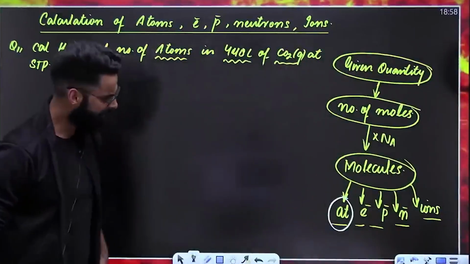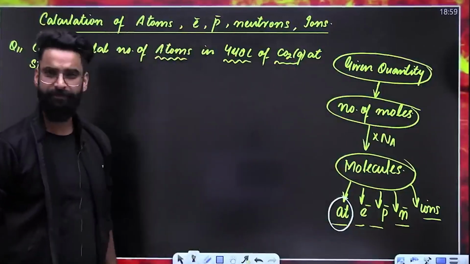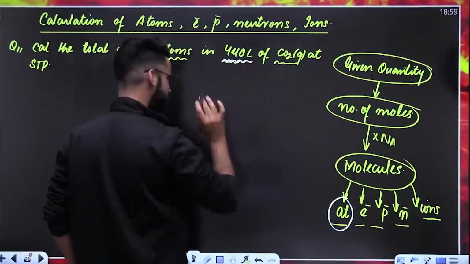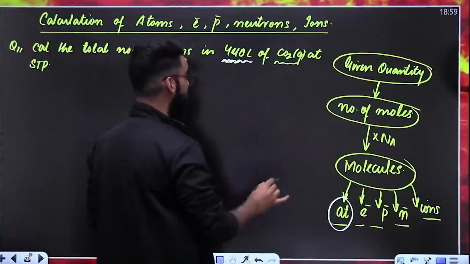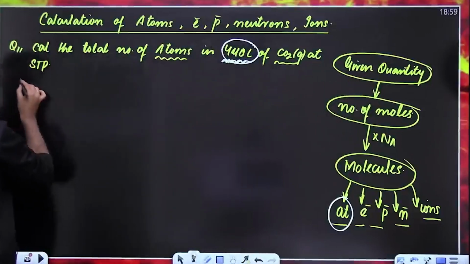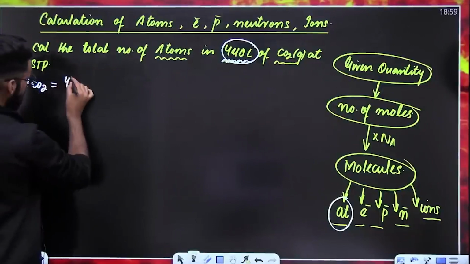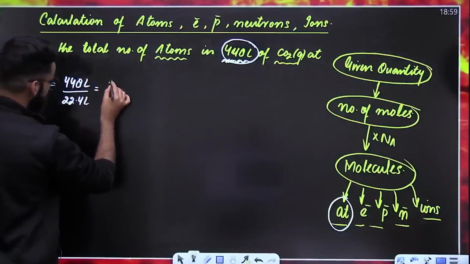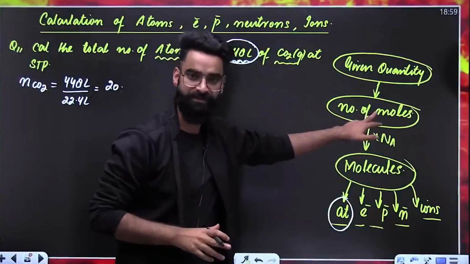Whenever atoms are to be calculated, that means we'll be using this diagram. Now, look at the question carefully. Whatever is given to us, are we given the volume of the substance? Yes, volume of the gas in liters is given. This is my given quantity. What is the first step? Convert the given quantity into number of moles. My first step is to calculate number of moles, which will be equal to given volume of carbon dioxide in liters divided by 22.4 liters. The value comes out to be 20. So we calculated the number of moles of the substance.